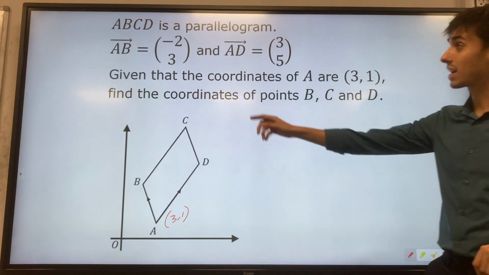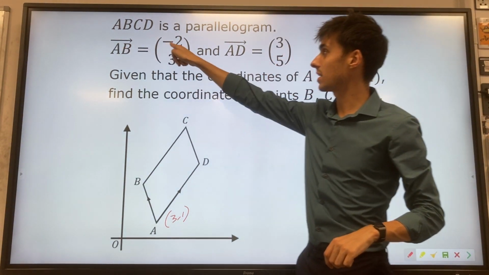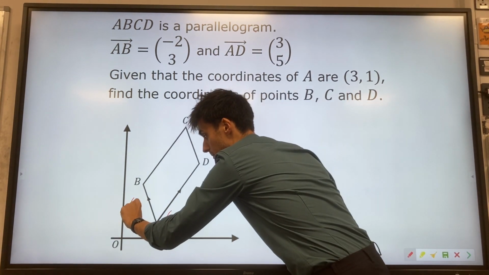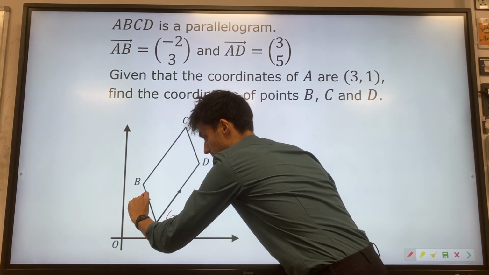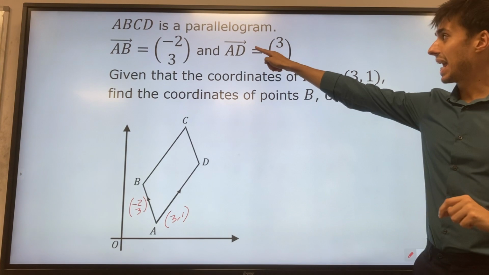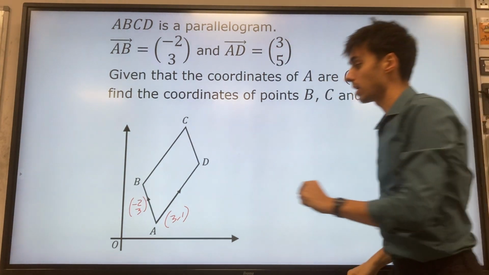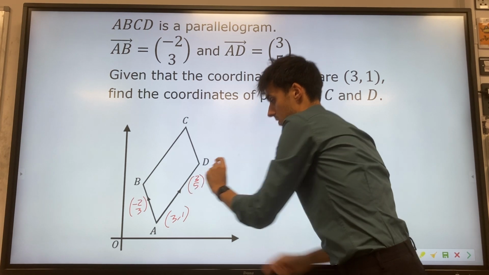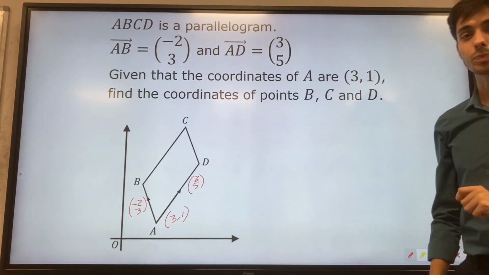We get given the vector from A to B is minus 2, 3. So let's also add this on, minus 2, 3. A to D is 3, 5. So I'm adding on here, A to D is 3, 5.